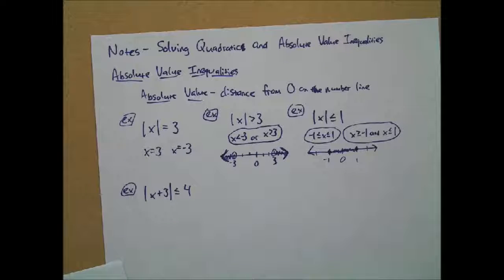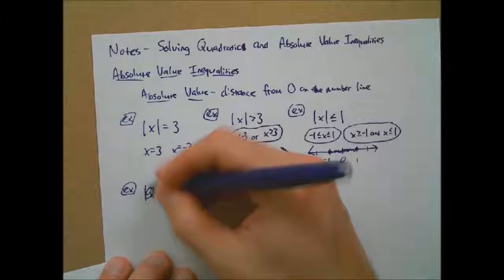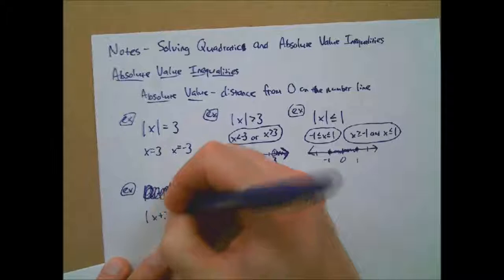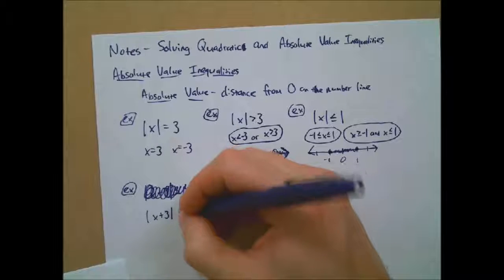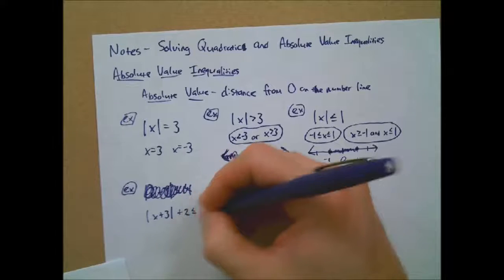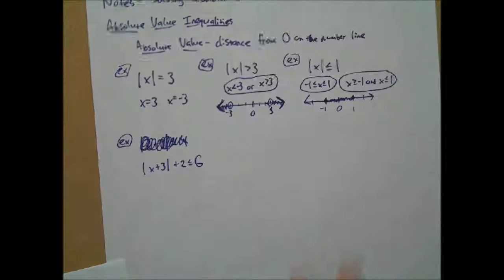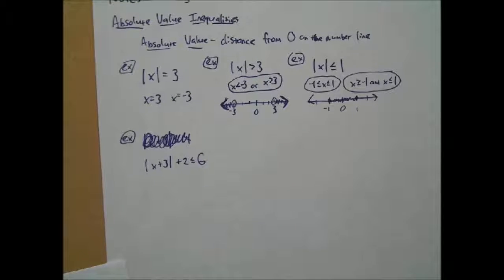Ooh, let me think here. Actually, sorry folks, I'm going to add in a little piece over here. We'll do something like plus 2 is less than or equal to 6, like that. Sorry, I want to change that just a little bit here, just to show something. All right, so we've got an inequality with an absolute value in it.